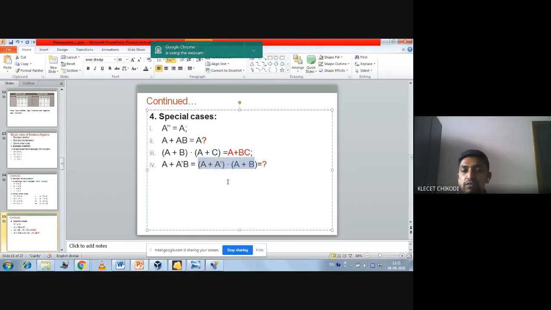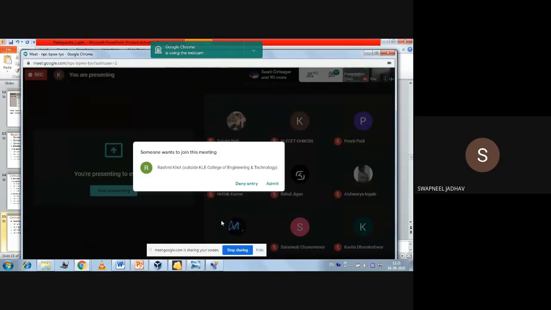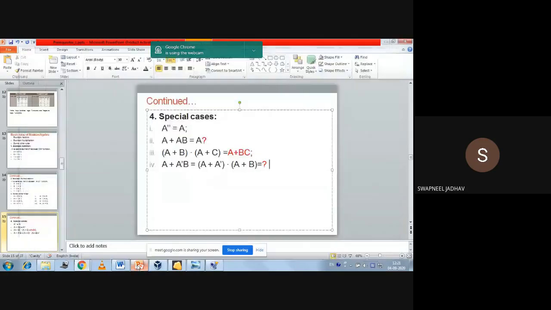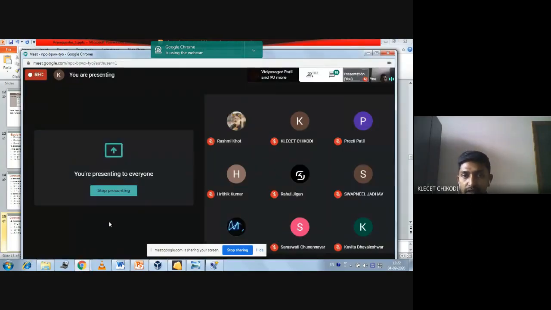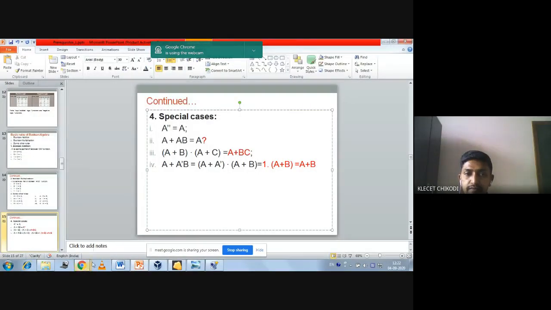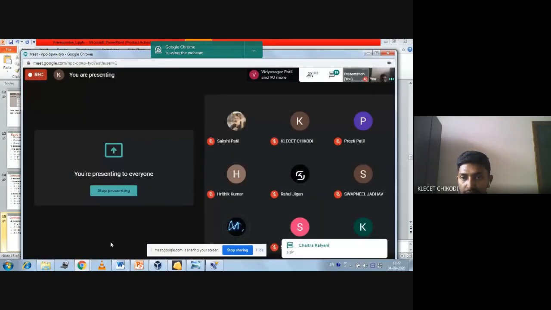Now, can you further simplify this one? A + A bar is 1. Yes, it is 1. So it will be 1 into (A + B), and 1 into (A + B) is equal to A + B itself. Is that clear? How you got this? Fine. Now we'll move on.